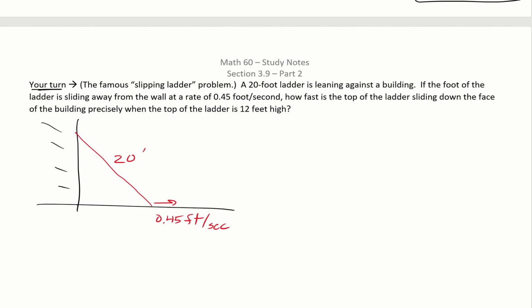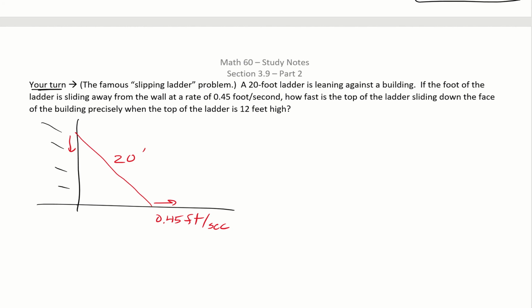I always think of old comedies, black and white silent movies, Buster Keaton sliding down or something. How fast is the top of the ladder sliding down? Because if you pull this way, this guy's going to come down this way, wouldn't it, of course? Sliding down precisely when the top of the ladder is 12 feet high.